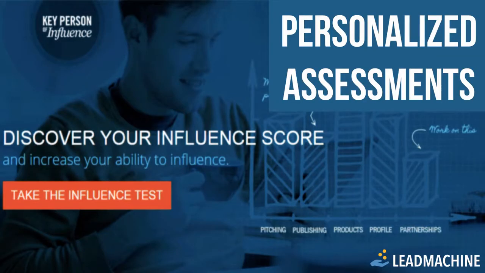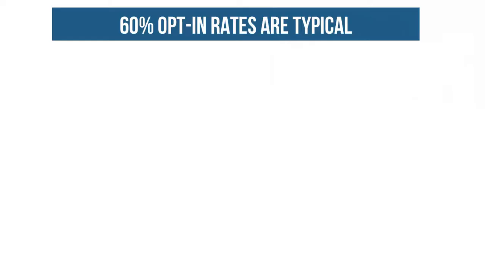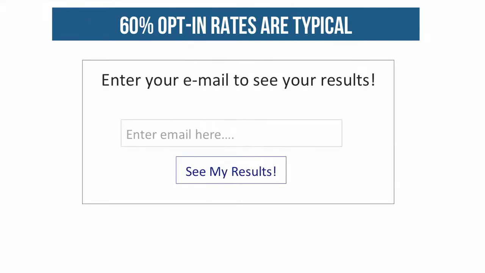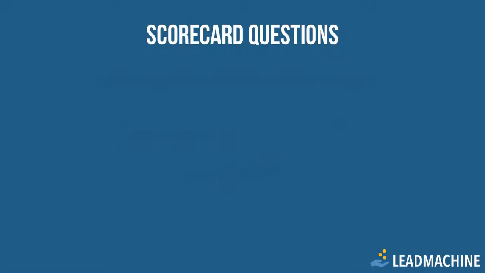Now, it can become even more interesting when you use it to generate leads. A typical example is something like this, where someone's saying, take the influence test or fill in this scorecard. 60% opt-in rates for this are typical, because people fill in a series of questions and then at the end of it, they get something like this, and it says, enter your email to see your results. If someone's gone to all the trouble to fill in all of those questions, they're going to want to know the results. So here's an example of that.